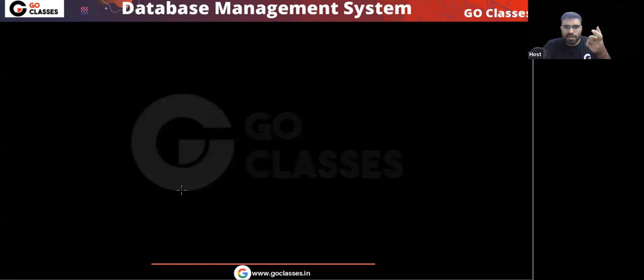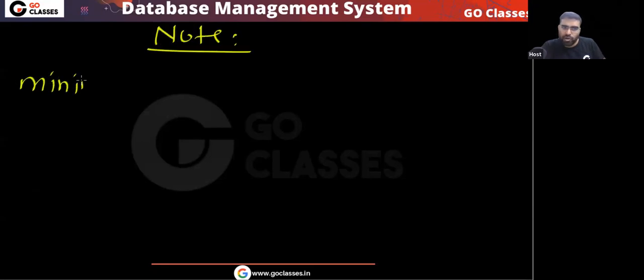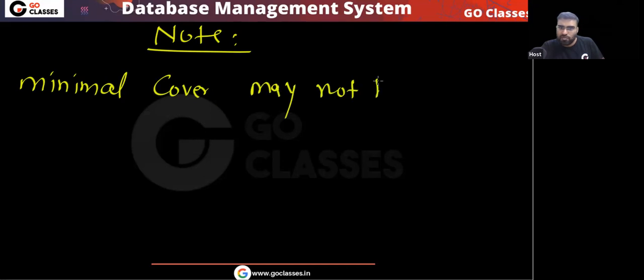Did you understand everything? Please tell me. In the exam, if they give you some set of FDs, can you find the minimal cover? If an MCQ or MSQ question is given to you, remember, there can be more than one minimal cover. Minimal cover is not unique. This is the point: minimal cover may or may not be unique. So in the MSQ question, you should take care.